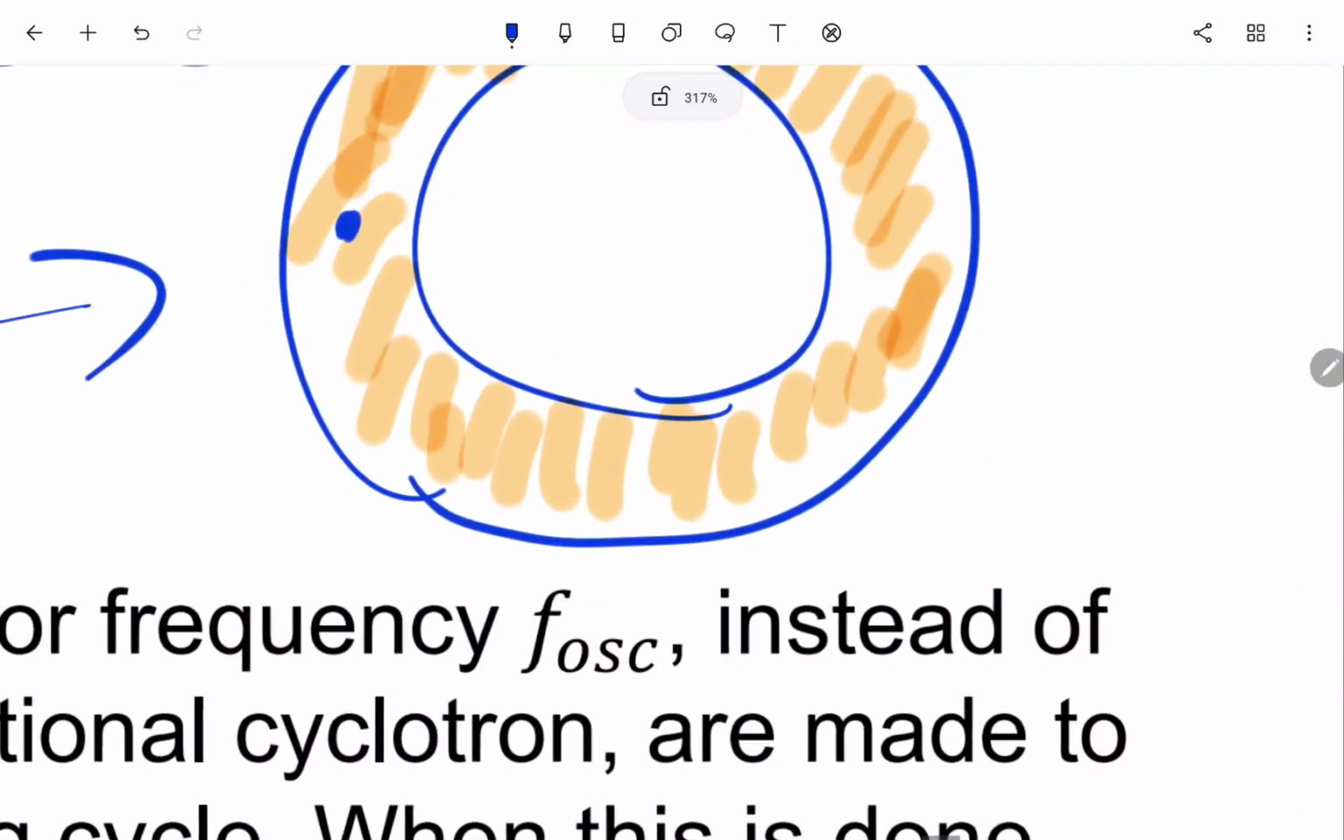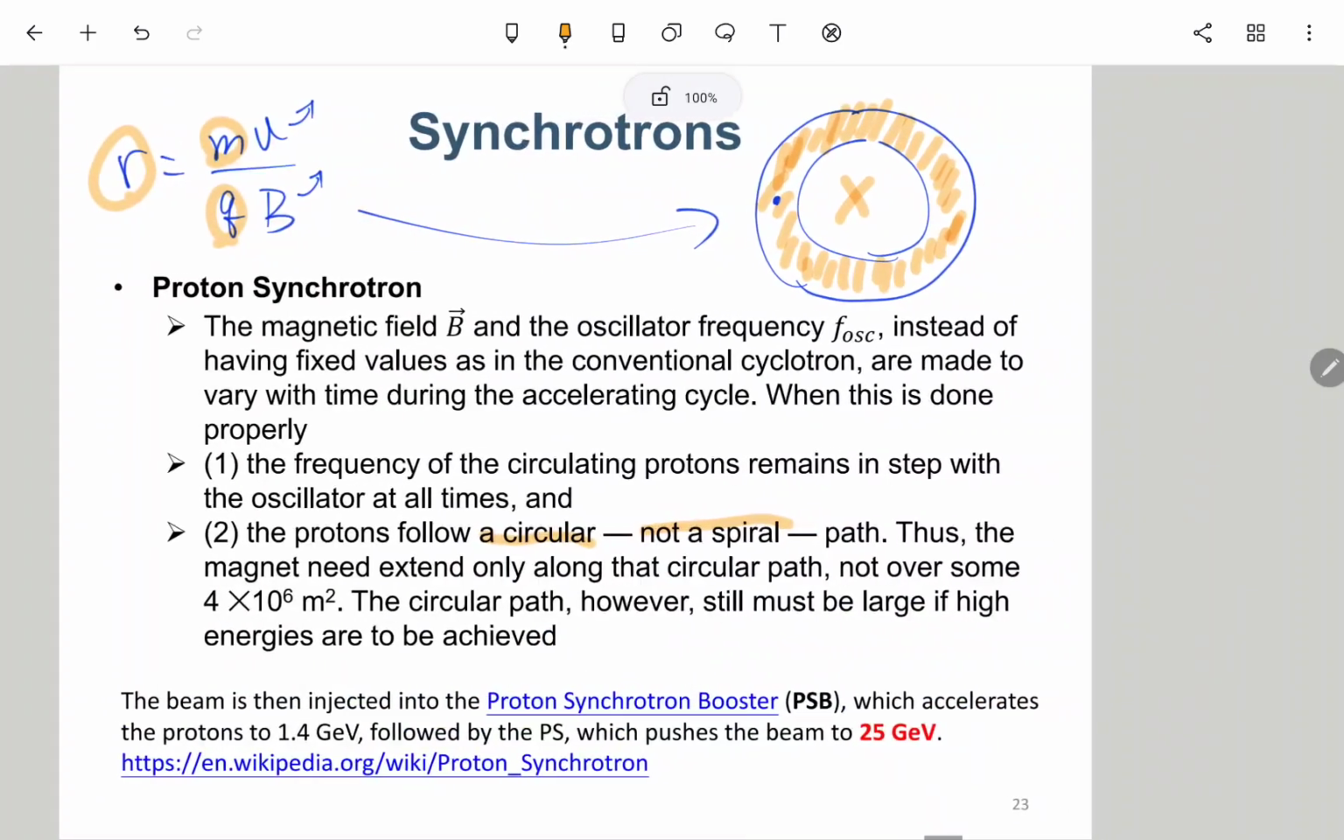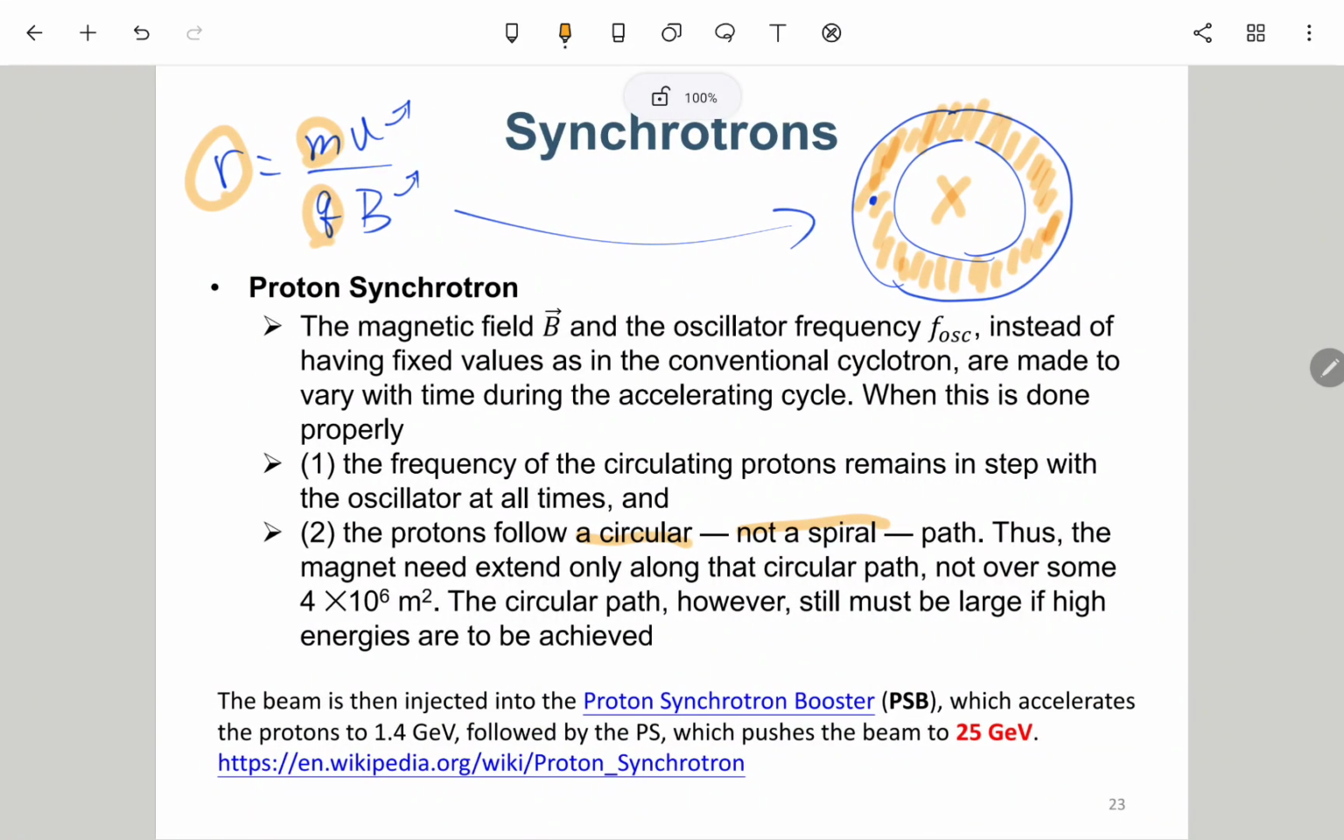So the good point is that we only need to generate the B field in the ring, although we need to control it precisely. But as the area inside is much larger, we don't need to generate the B field inside. So we need much smaller energy to do so. So it means that it can generate a much higher energy.